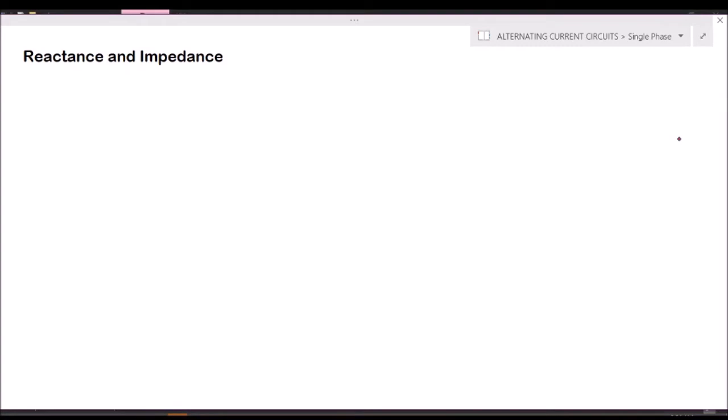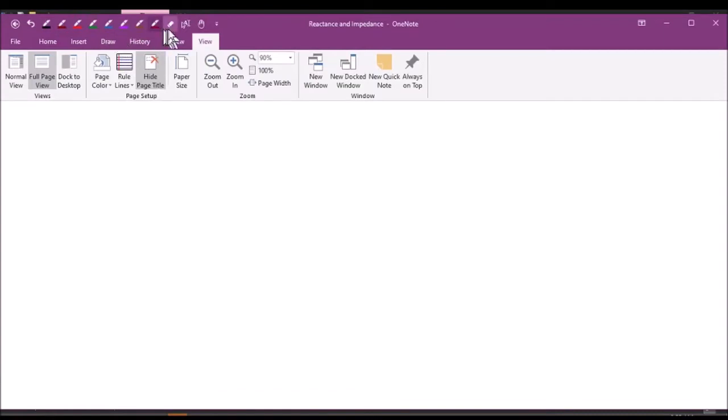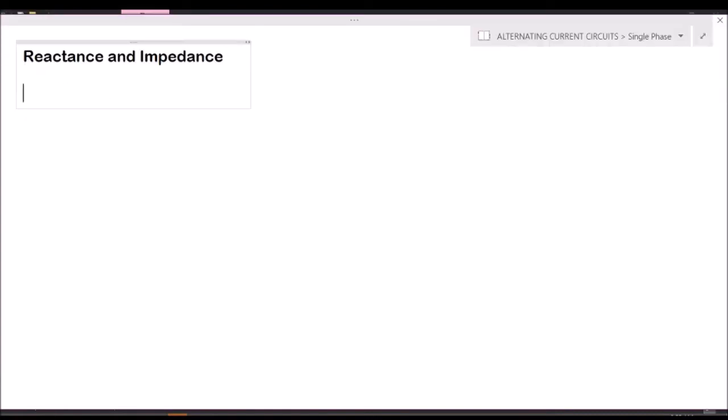Now we go to reactance and impedance. Okay, reactance and impedance. So with this topic, we will be learning what is a reactance and what is an impedance. Okay, so reactance.